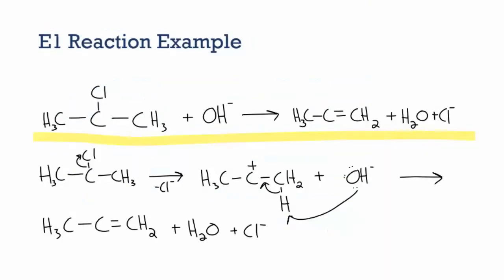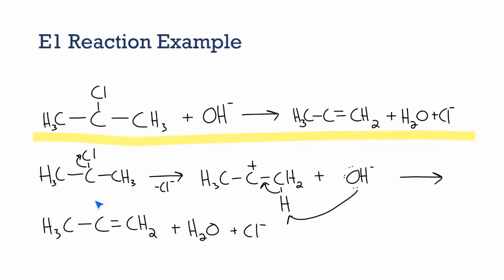So here's an example of an E1. This substrate here is secondary, and our base here is hydroxide. Like I said, on the test, if I remember correctly, he'll tell you if it's going to be E1 or E2, or he'll tell you high concentration or low concentration, and that should tell you E1 or E2.